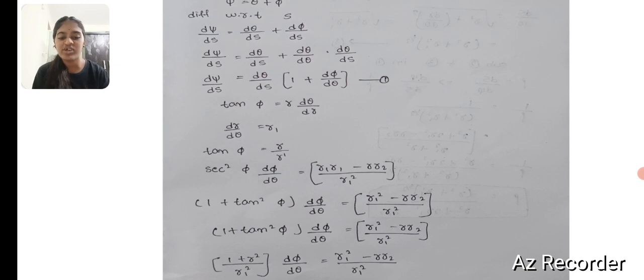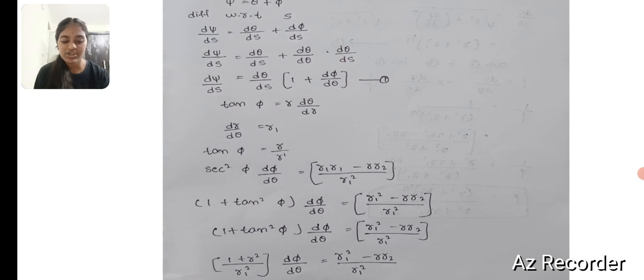1 plus tan square phi into d phi by d theta is equal to (r1 square minus r into r2) divided by r1 square. Next, (1 plus r square by r1 square) into d phi by d theta is equal to (r1 square minus r into r2) divided by r1 square. Next step, ((r1 square plus r square) divided by r1 square) into d phi by d theta is equal to (r1 square minus r into r2) divided by r1 square.